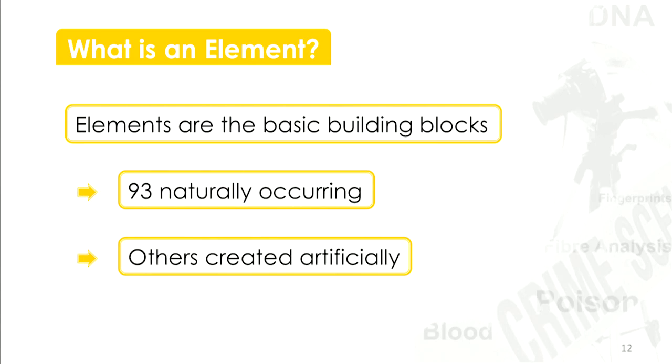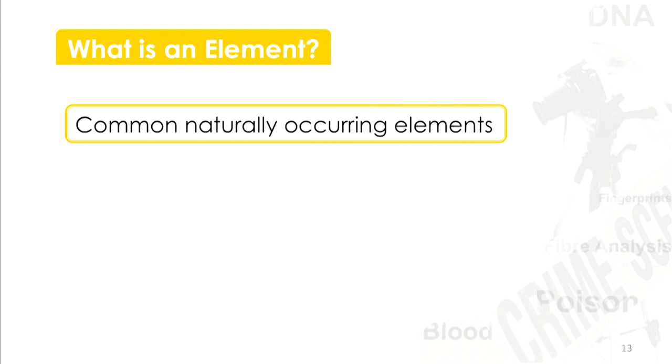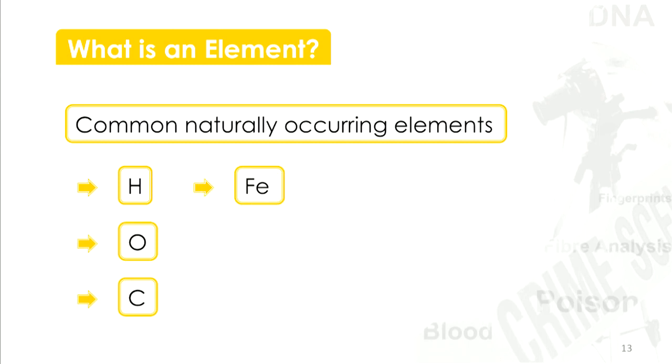Some of those naturally occurring elements are actually very familiar materials. Hydrogen, for instance, the oxygen in the air that we breathe, the carbon that is an essential element making up all living things, and then metals, for instance, like iron and silver and zinc and tin and so on, which we come across in our everyday lives. These are some of the very common naturally occurring elements.